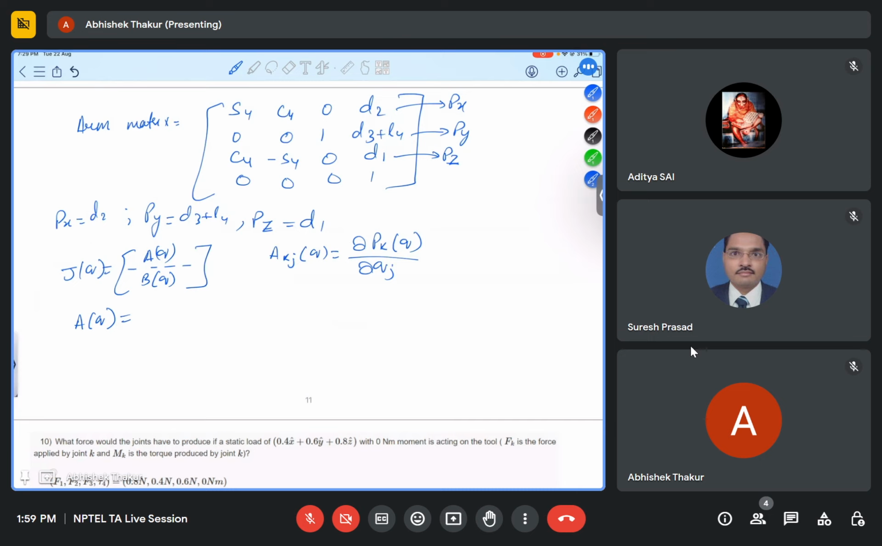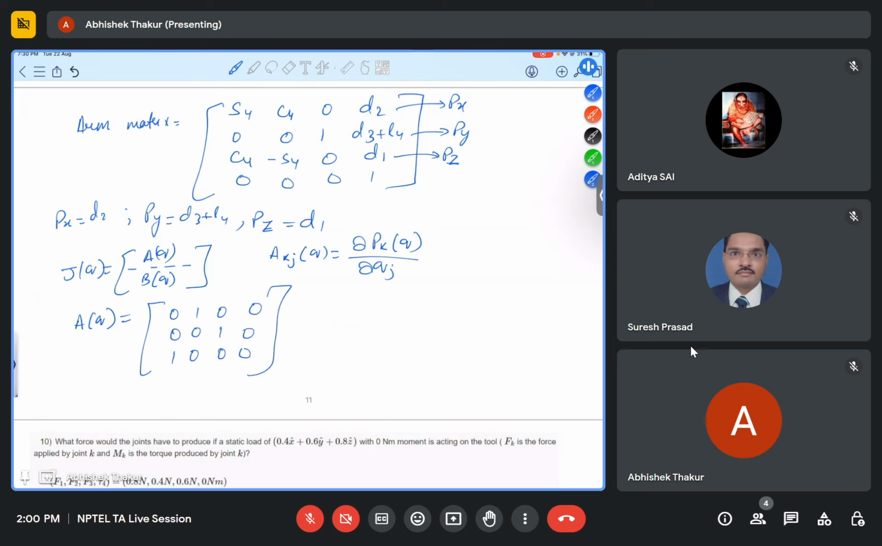So when we differentiate here D2 with the second parameter, we'll get 1 and the others remain 0. And after that Pi D3 plus L4. So this is the third one, which will be 1, and the fourth one will be 0. After that it is 1, 0, 0, 0.